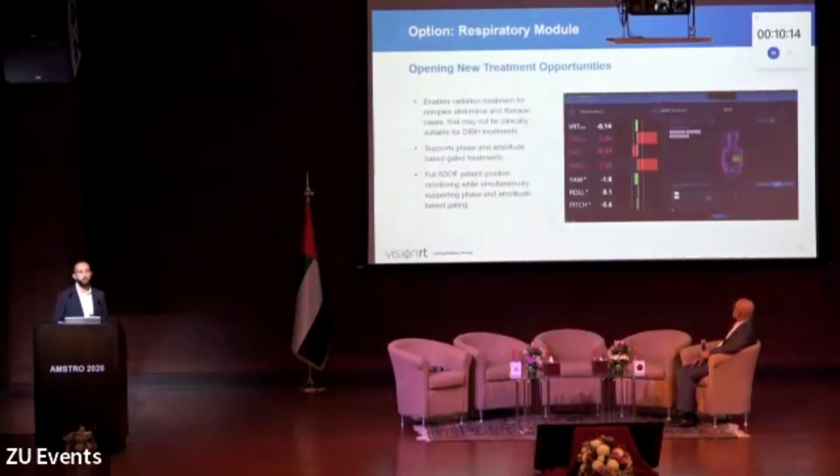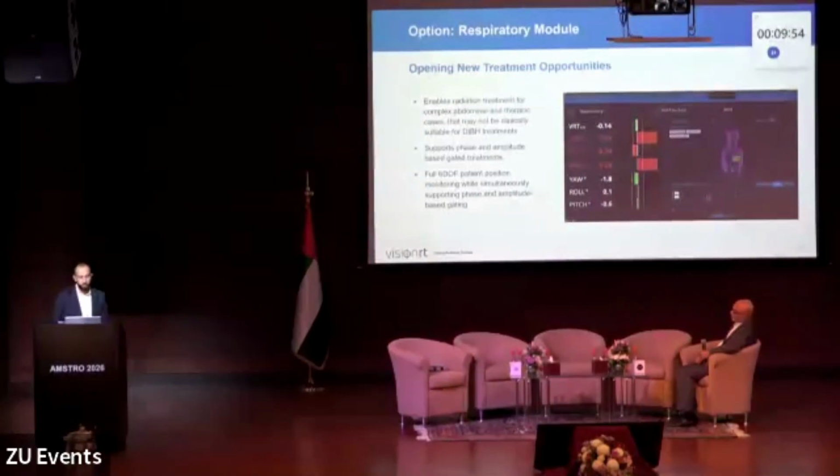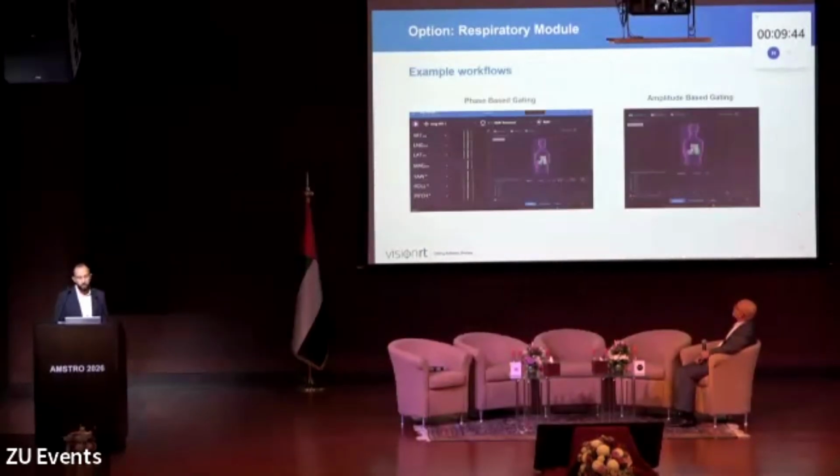AlignRT is known mostly for DIBH because we have a lot of breast cases, but not all of them can do a breath hold. So that's why we need some sort of free breathing treatment. That's why we have the respiratory model, which allows you to do treatment in free breathing based on phase or amplitude gating.